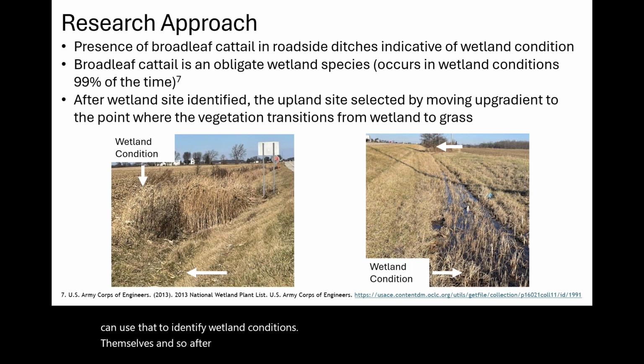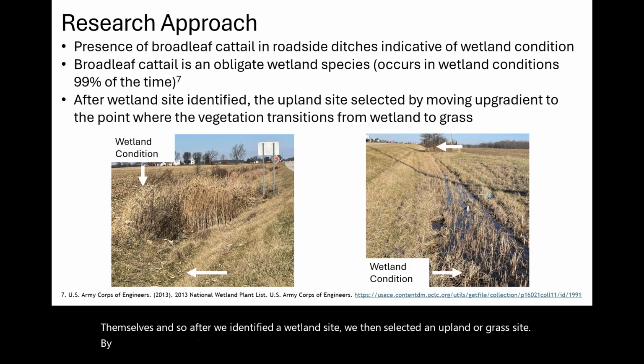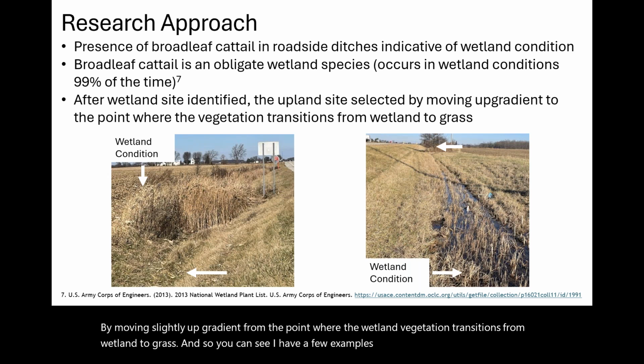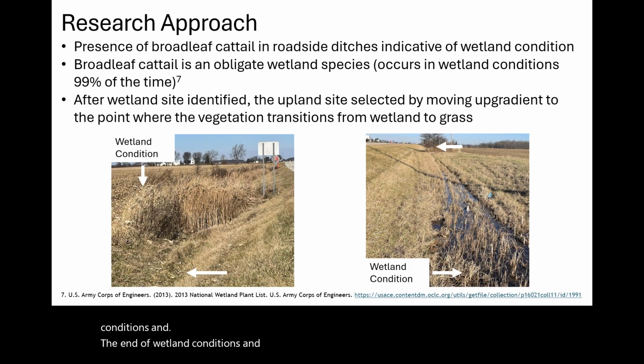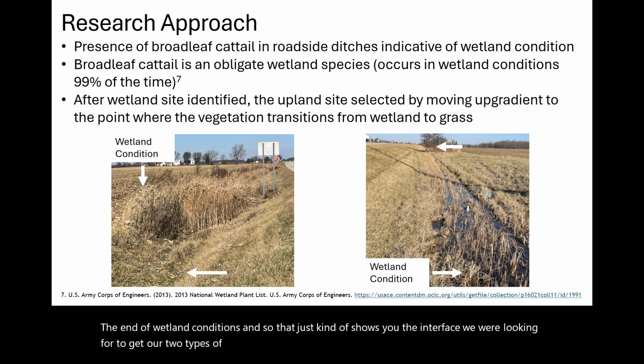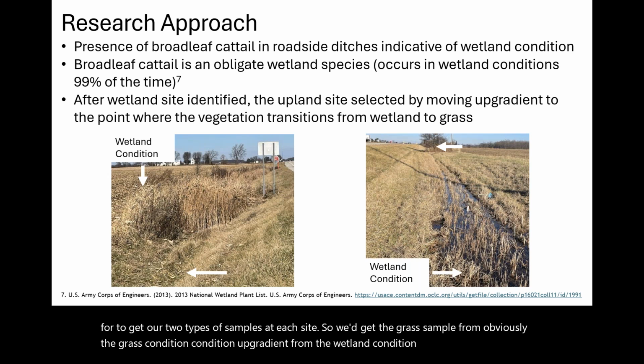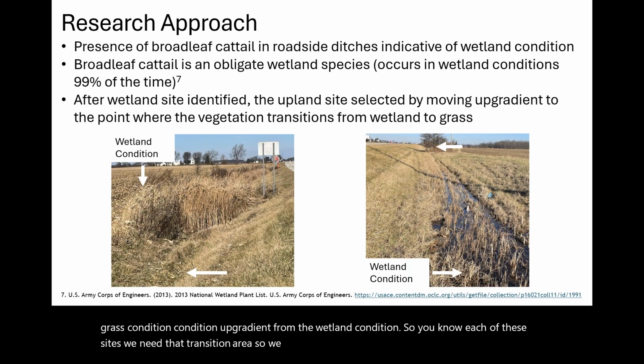After we identified a wetland site, we then selected an upland or grass site by moving slightly up gradient from the point where the wetland vegetation transitions from wetland to grass. You can see I have a few examples here of the start of grass conditions and the end of wetland conditions. That just shows you the interface we were looking for to get our two types of samples at each site. So we'd get the grass sample from the grass condition up gradient from the wetland condition. Each of these sites needs that transition area so we can compare them accurately.